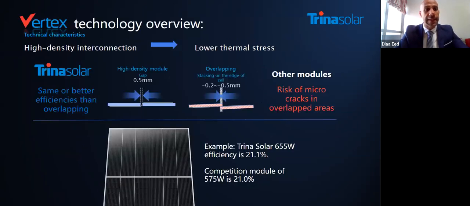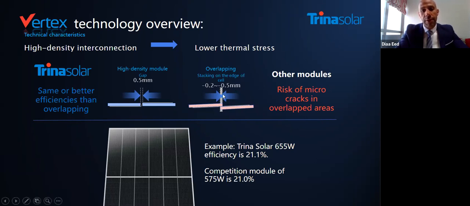The second thing is high density interconnections. It's about how you are connecting the cells to each other. In Trina, we are using the HDM, the high density module, where we have a gap of 0.5 mm between the two cells. The other side, the other modules, is using something called overlapping or shingling. When you are using shingling, you are overlapping, stacking the edge of each cell on each other.